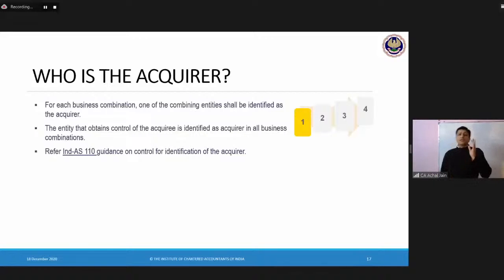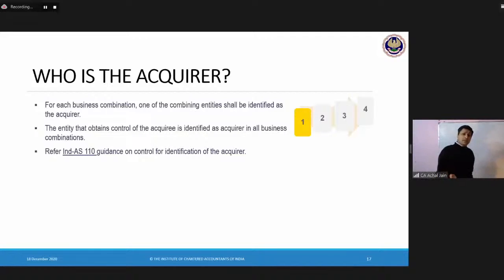The acquirer has to be the one who obtains control over another entity. Very simply. That is also the condition for business combination. You remember we discussed it? The same thing will help us decide who will become the acquirer in a business combination. Out of two entities, whichever entity gets control over the other entity will become the acquirer for the purposes of accounting as per business combination. Simply.